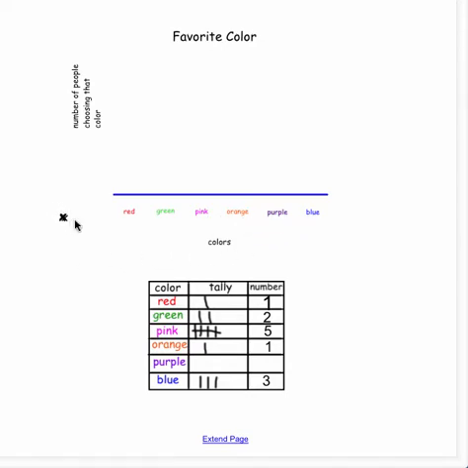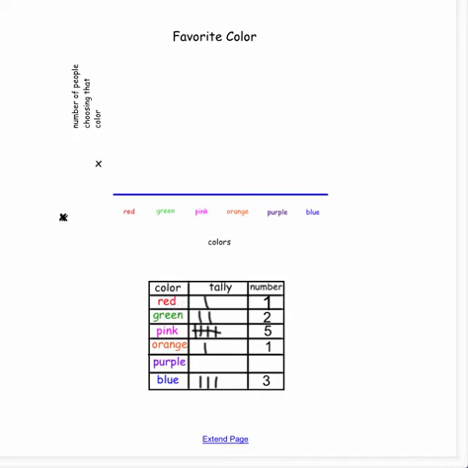Over here is a stack of X's that I'm going to use to show the data. Down below is where we are going to get the information that we're going to put into our line plot. We have a color, then we have a section for tallies, and then we have a section for number. Number just means we're writing the tally marks in a number form. So this tally chart is showing us that one person chose red for their favorite color.